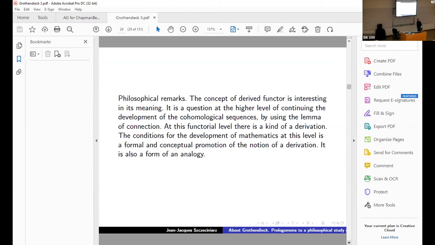Philosophical remarks. The concept of derived functor is interesting in its meaning. It is a question of a higher level of continuing the development of the cohomological sequences by using the lemma of connection. And at this functorial level, there is a kind of a derivation. The condition for the development of mathematics at this level is a formal conceptual promotion of the notion of a derivation. It is also a form of an analogy, like the first part.